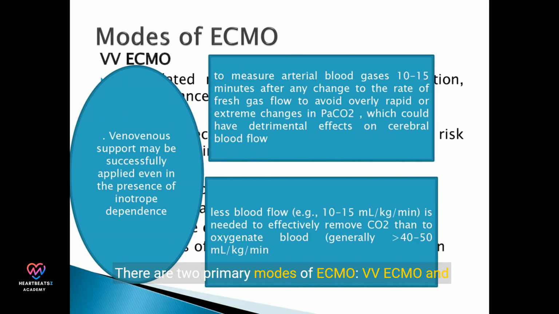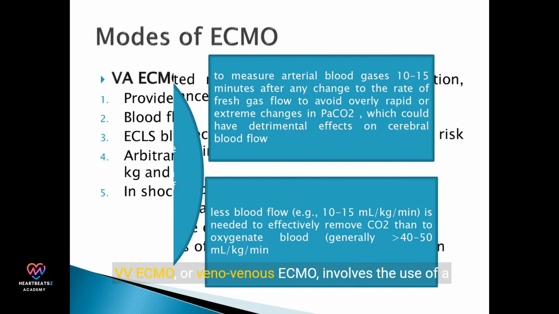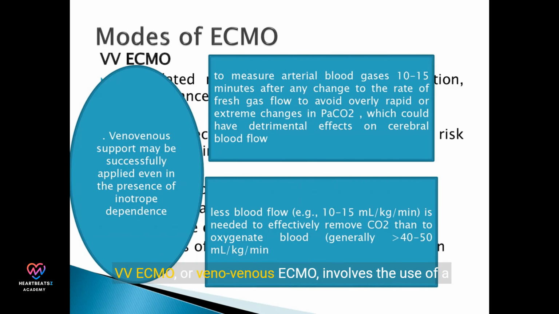There are two primary modes of ECMO, VV ECMO and VA ECMO. VV ECMO is used for respiratory support, while VA ECMO provides both cardiac and respiratory support. VV ECMO, or veno-venous ECMO, involves the use of a dual-lumen cannula, such as the Avalon, to provide respiratory support by oxygenating the blood. VA ECMO, or veno-arterial ECMO, is used for cardiopulmonary support. It involves the use of cannulas placed in both a vein and an artery.